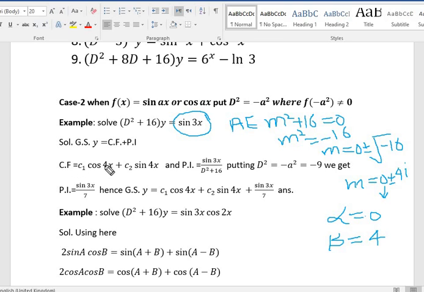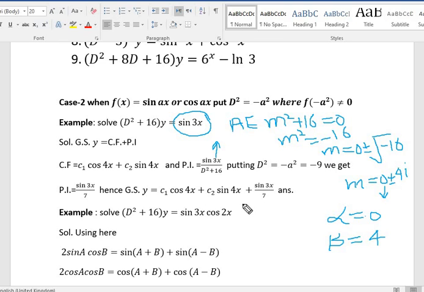So C1 cosine of beta x, meaning 4x, plus C2 sine of 4x, and the PI is sin 3x divided by D square plus 16. What you have to do is replace D square with minus a square. What is a here? a equals 3, so minus 3 power 2 means minus 9. Substituting, sin 3x divided by minus 9 plus 16, which is 7. Therefore the general solution is C1 cosine 4x plus C2 sine 4x plus sin 3x divided by 7.